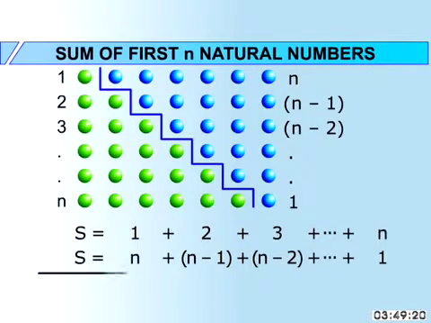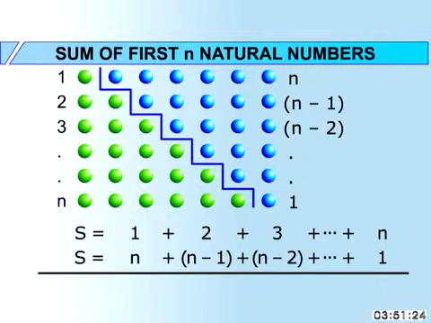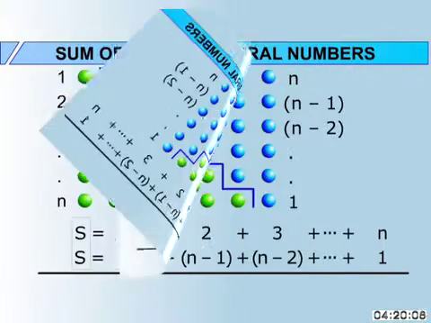Now, in the sum of n natural numbers, that is s, number n appears only once. Therefore, the sum of n natural numbers, that is s, which is equal to 1 plus 2 plus 3 plus and so on up to plus n, will be equal to n plus n minus 1 plus n minus 2 plus and so on up to plus 1.